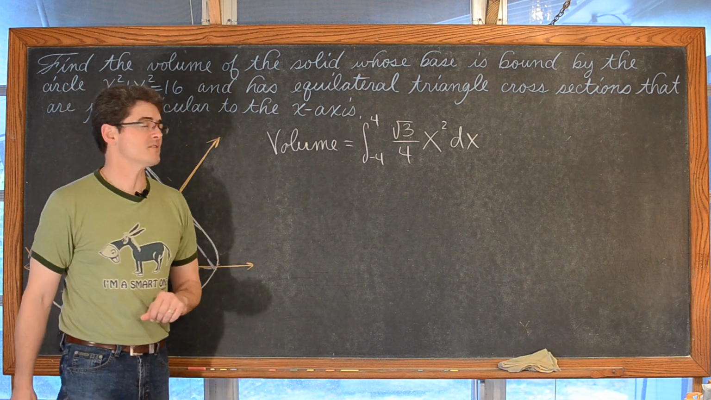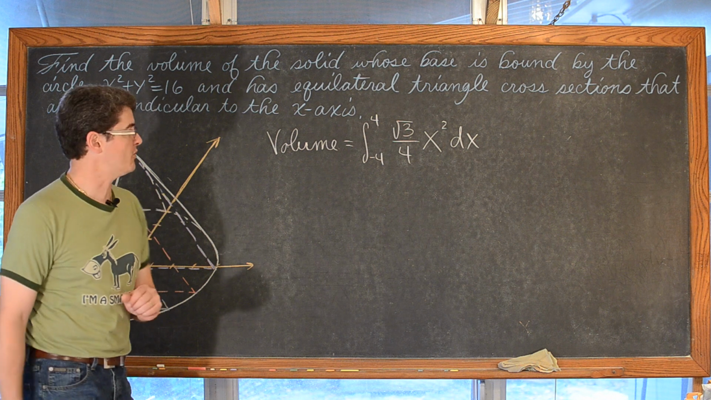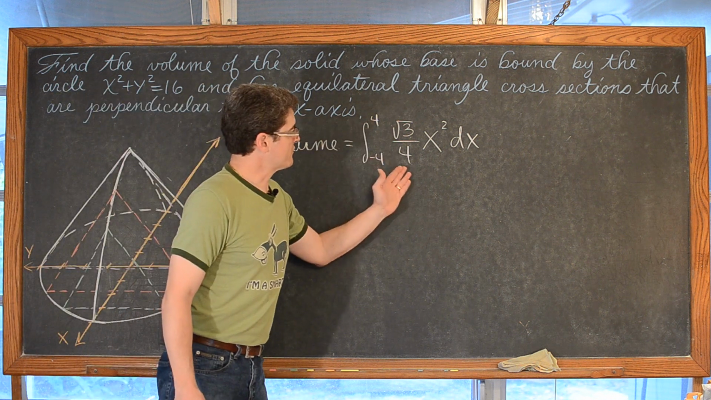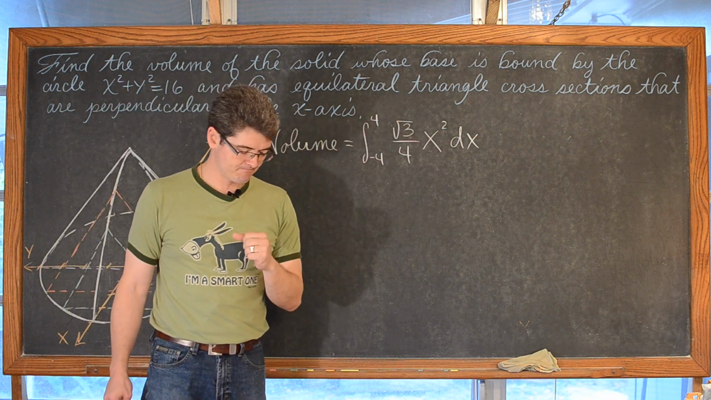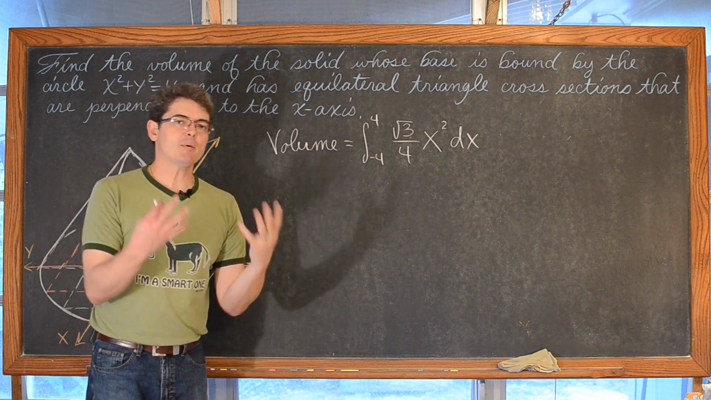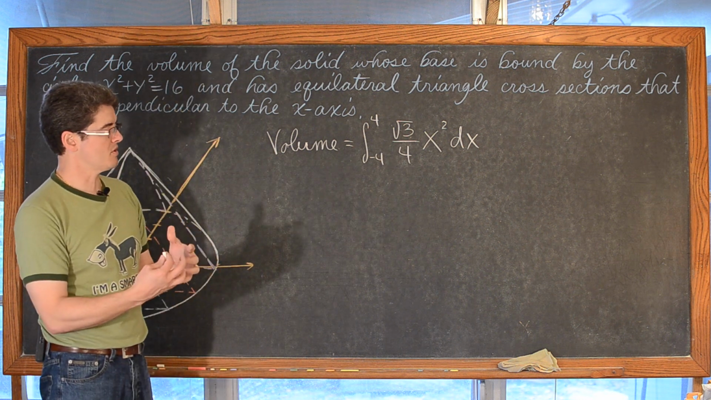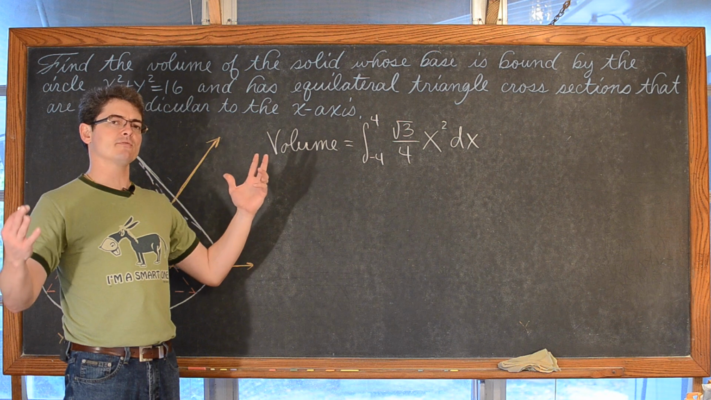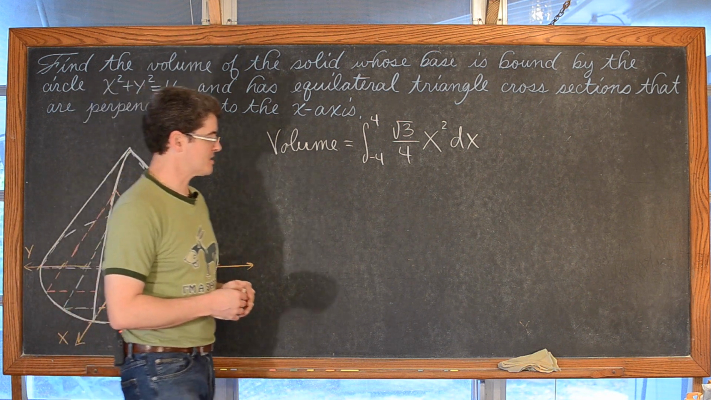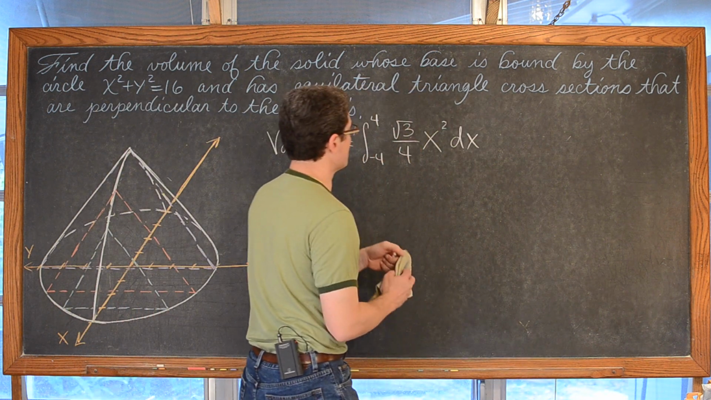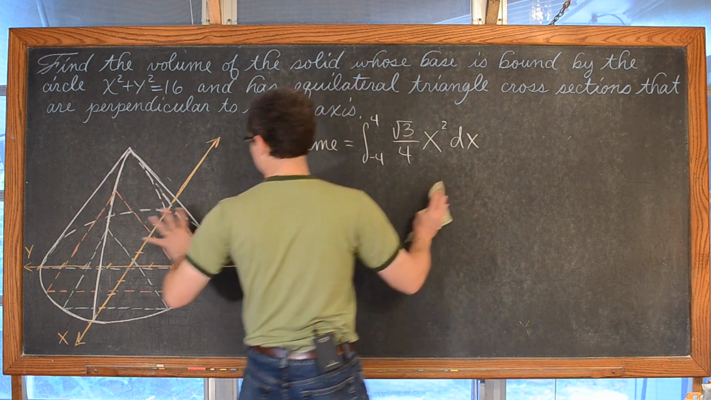So our volume comes out to be the definite integral from -4 to 4 of square root of 3 over 4 x squared dx. I came up with this area formula just in general terms, and I just picked a variable of x. I think it's a little misleading and confusing to write it that way now that I've written this and looked at my diagram.